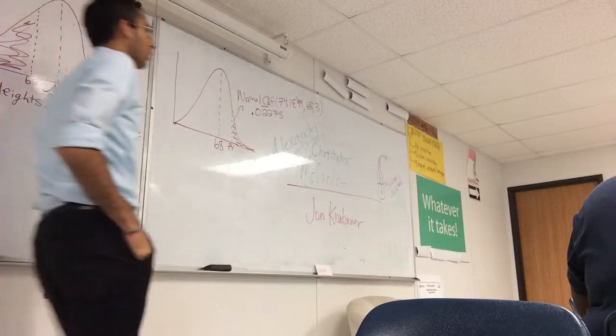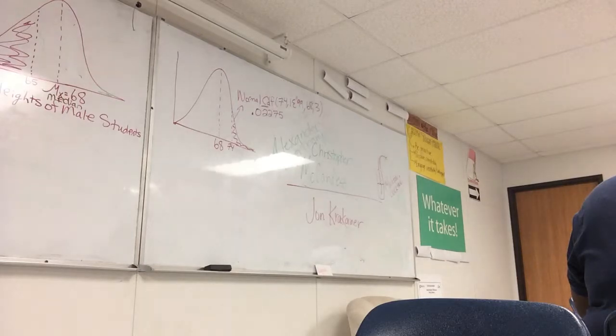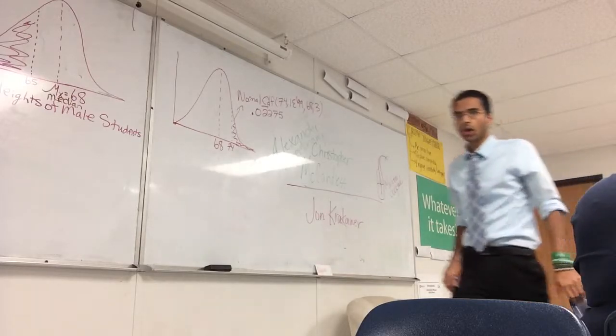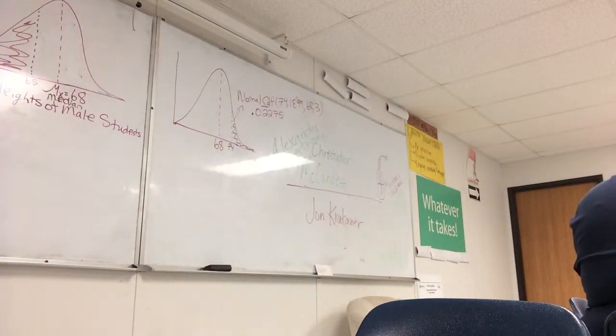What's up, Norma? Keep getting an error, okay. Oh, you're doing integral? Okay, so here you put the lower bound, 74. So you can put 1. Oh, okay. All right, so everybody got this? 0.02275? Cool.